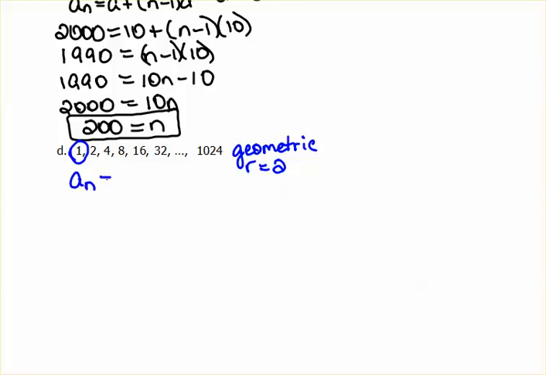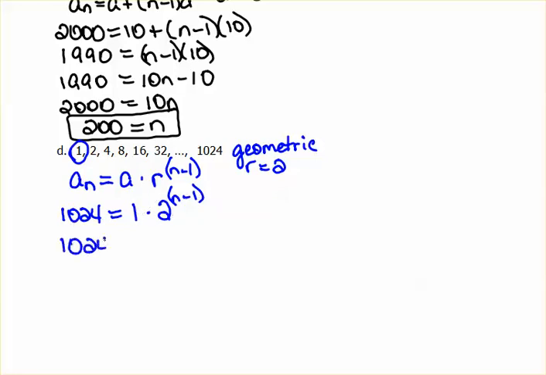Remember, for geometric, it's a sub n equals a times r to the n minus 1 power. So a sub n in this case is 1024 equals a is 1 times r is 2 to the n minus 1 power. All right, so 1 times anything is itself. So we have 1024 equals 2 to the n minus 1 power. And remember that problem that we did a while ago, we said if the bases were the same, then the exponents had to equal each other.